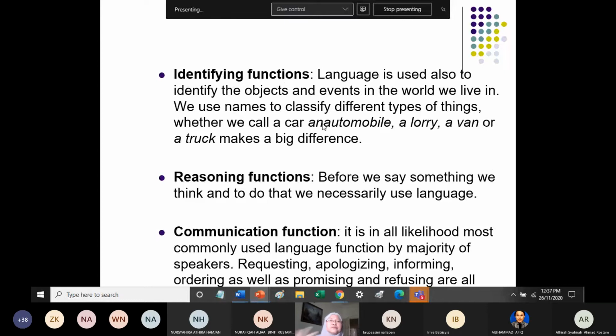Identifying function. Language is also a thing that we use to identify. So language is used to identify objects and events in the world we live in. So we use names to classify different types of things. We call a car an automobile, a lorry a van, or a truck.